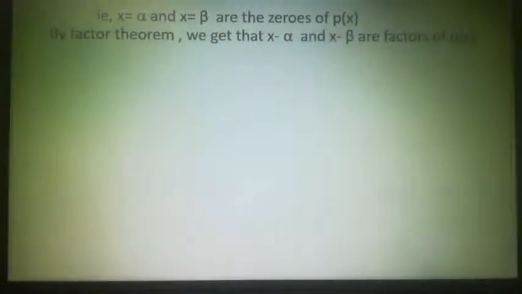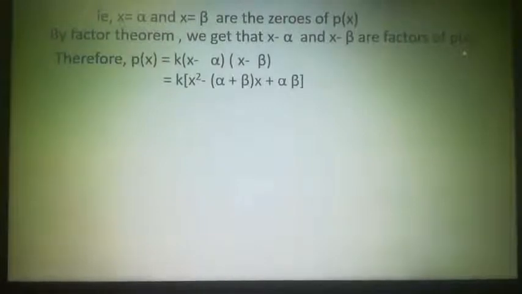Now in class 9 you have studied, if x is equal to a is a zero of a polynomial p of x, then x minus a is a factor. So likewise, since x is equal to alpha is a zero, then x minus alpha is a factor, and x is equal to beta is another zero, so that x minus beta is also a factor. So we get x minus alpha and x minus beta are the two factors of p of x.